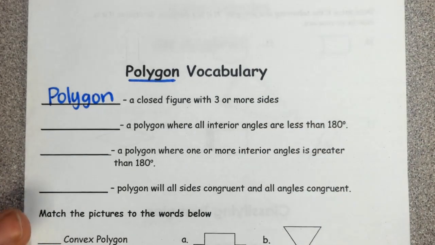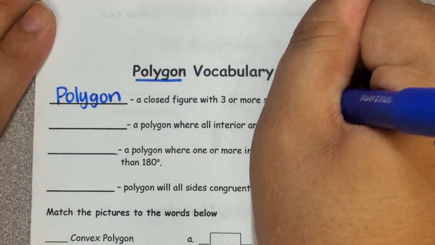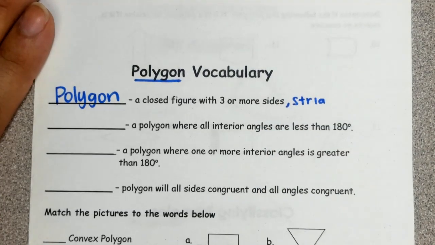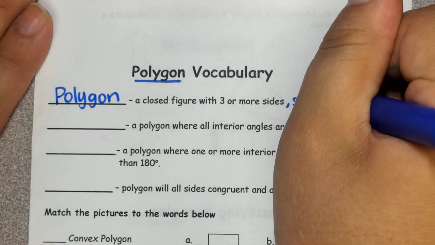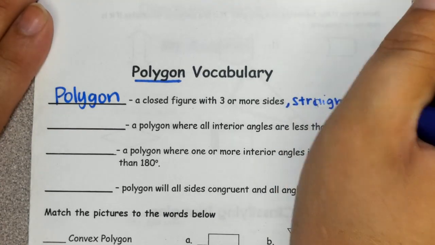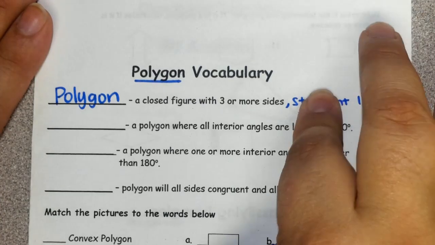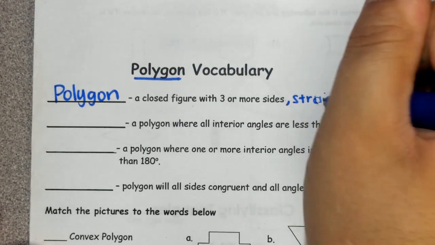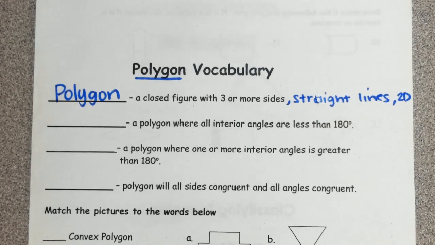Something else I want you to write down is it is straight lines only. I just spelled straight wrong. And I need you to know it's two-dimensional. They have to be coplanar. Straight lines, 2D, two-dimensional.